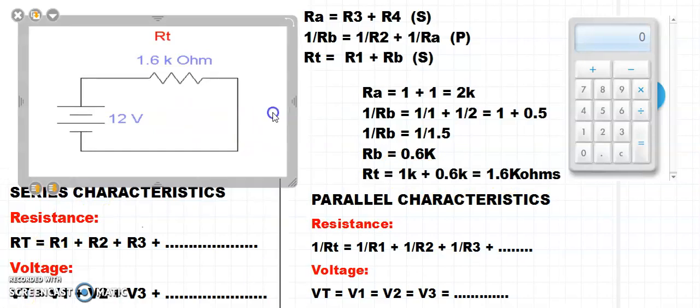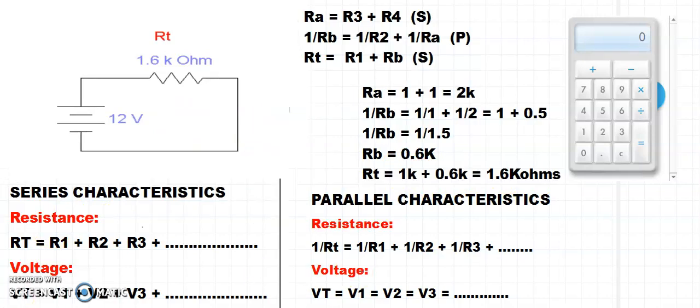Okay, so this is an equivalent circuit with Rt equals 1.6 kilo ohms and Vt equals 12 volts, and this is the final Rt which we needed to calculate. Using Ohm's law, we can then move on to find out the individual voltages and currents at all the four resistors.